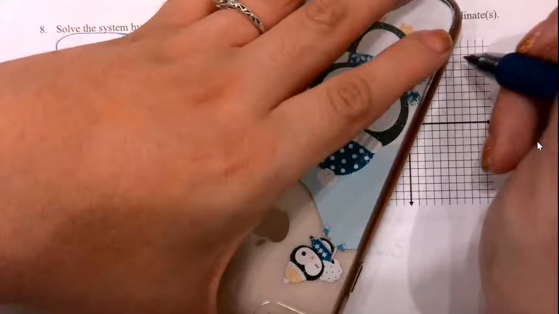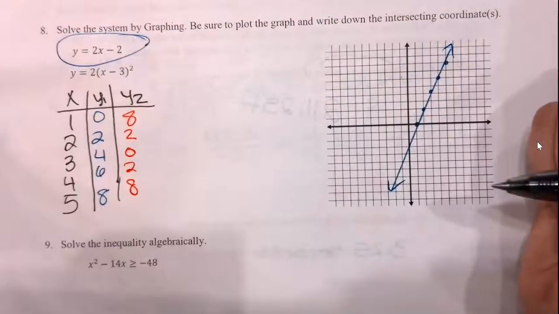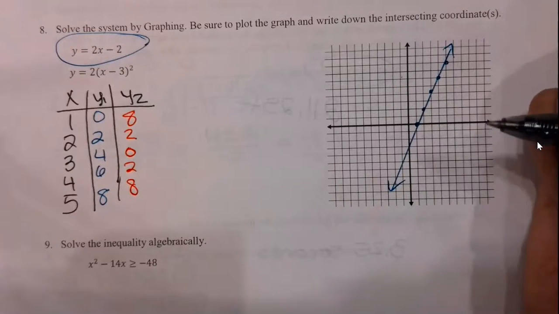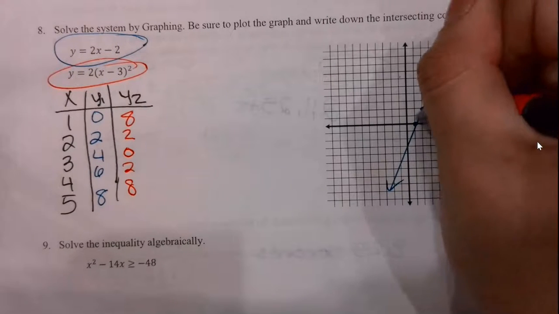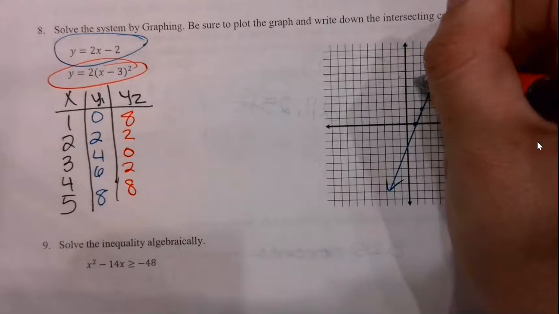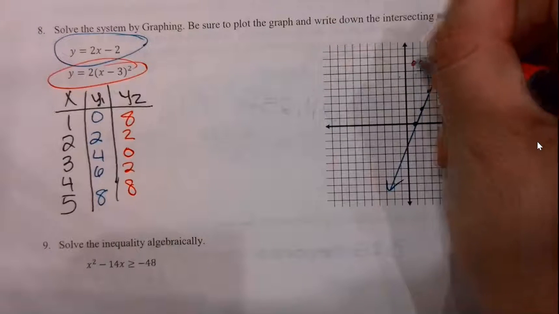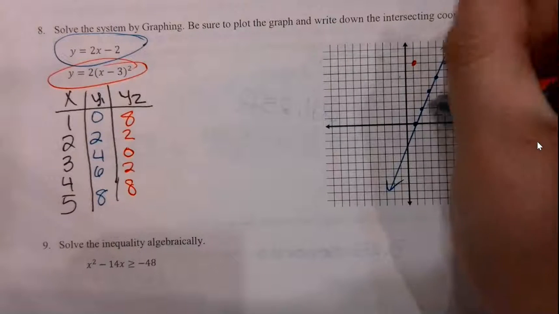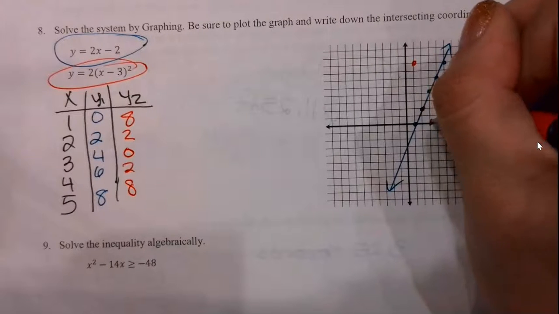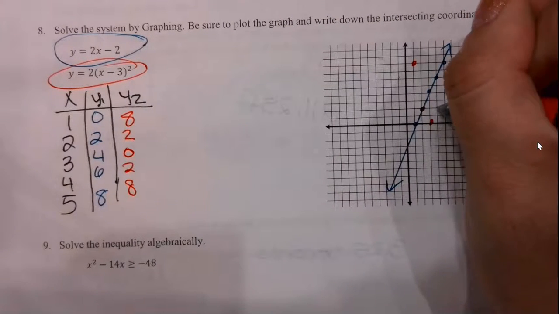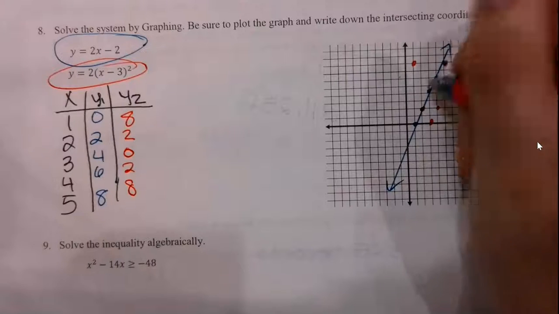All I have is my phone. Okay. And then I want to graph my red line, or red graph, which is the second equation. I have 1, 8. 1, 2, 3, 4, 5, 6, 7, 8. I have 2, 2. I have 3, 0. 4, 2, 5, 8.